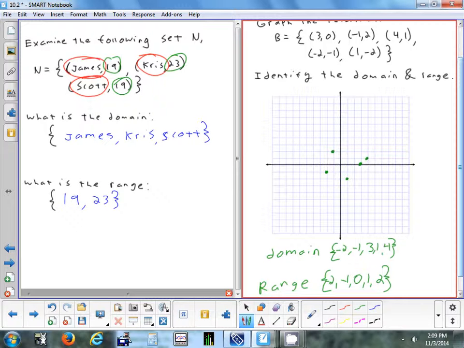Any question on how you identify the domain or the range in a relation? Yes? The domain is the x axis and the y. Domain is your x's, range is your y's. Good.